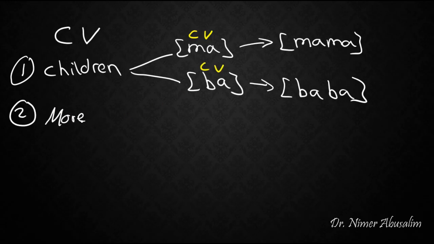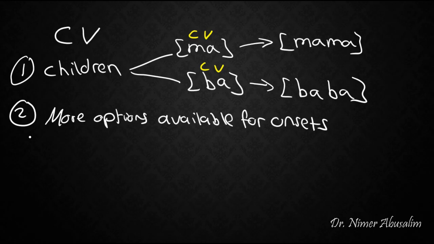Now there are more options available for onsets. What we mean by this is in languages where both onsets and codas are allowed, you can get more variety in the onset. So for example, you might be able to have more than one consonant in the onset, but maybe only one in the coda. You might have a range of different consonants that are allowed in the onset, but not in the coda.